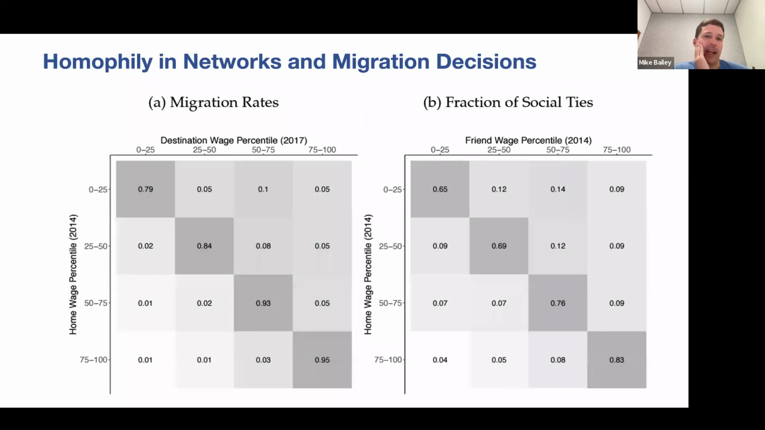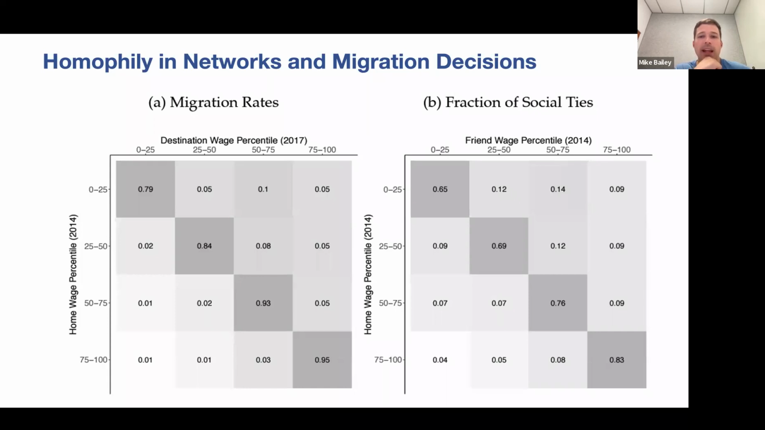Going back to the US study where we looked at the fraction of social ties by SES, here we find that for users who have a home wage percentile in the lowest quartile, about 65% of their friends live in an area that is in the bottom quartile of income as well. And it's more like 83% for the highest. 83% of those in the highest income quartile have friends who live in an area in the highest income quartile.